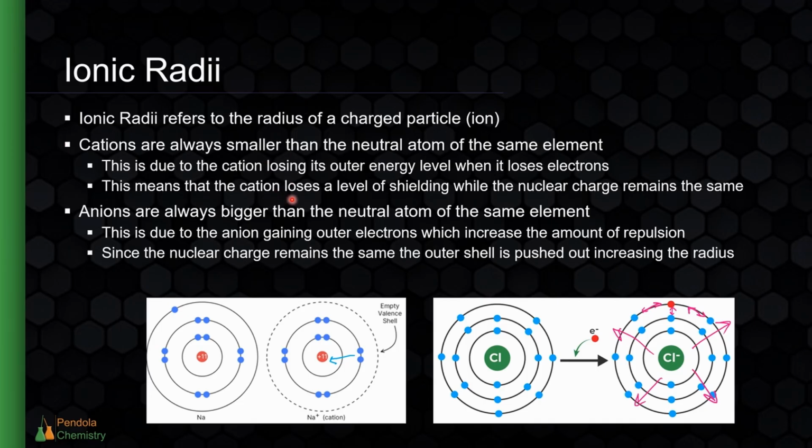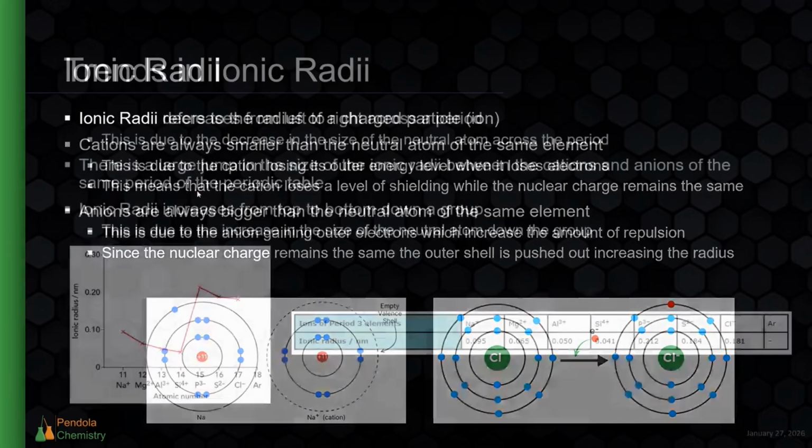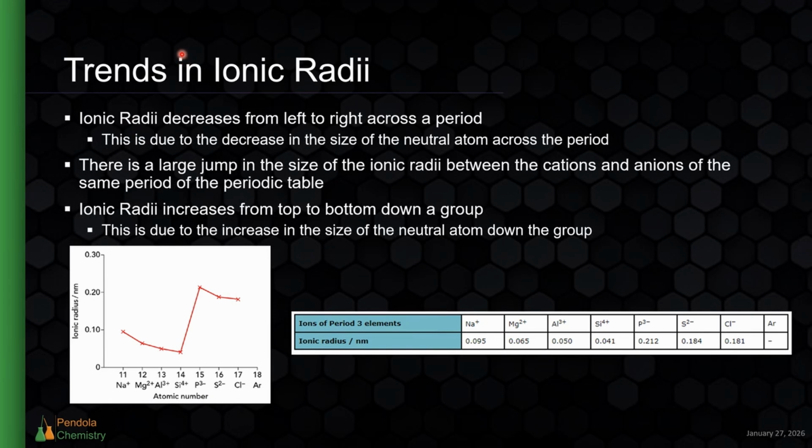Now that's ionic radius, right? That's ionic radius compared to itself. So the cation to its original atom, the anion to its original atom. What about compared to each other? So there are trends in ionic radius, although they are a little harder to see. In ionic radius, we have to consider the relationship of the parent atom and its original atomic size.